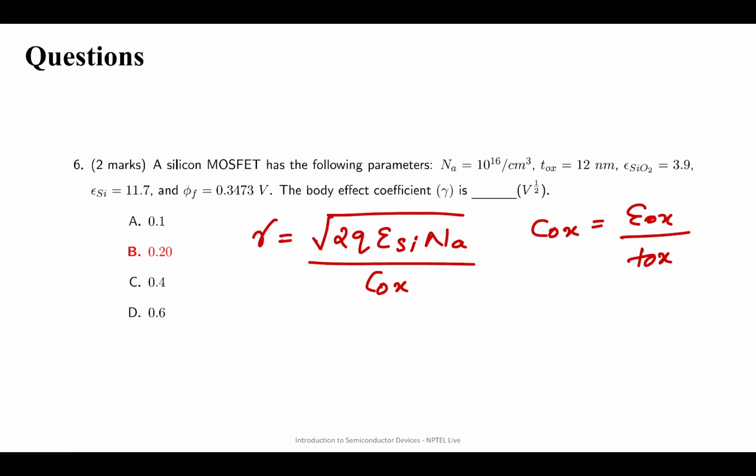So gamma is calculated as square root of 2 q epsilon Si Na upon Cox. Cox you can calculate by epsilon ox by Tox, and 2q epsilon Si Na you can calculate from the given values. So gamma will come out to be 0.2 root volts.